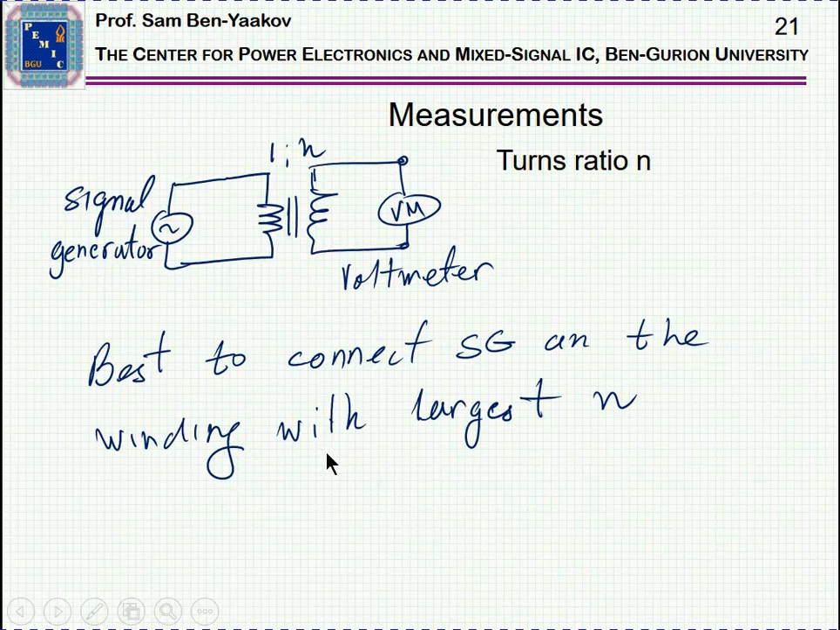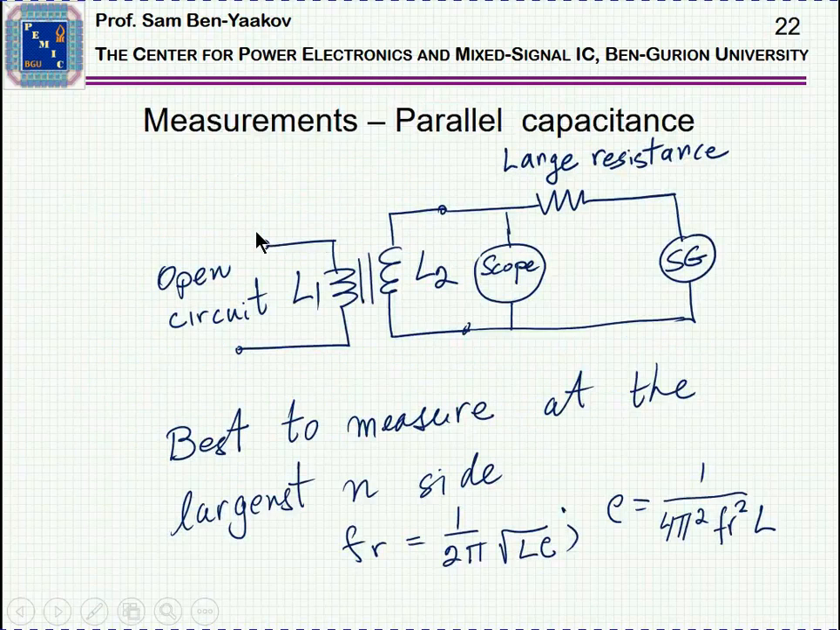And the turns ratio is, of course, very simple. If you'd like to measure a transformer, you put a signal generator and a voltmeter, and you just look at the ratio between the voltage from the input to the output. Again, it is better to feed the generator to the side which has the largest number of turns, so the impedance is high. Otherwise, you may overload the signal generator if the impedance of the winding is very low.